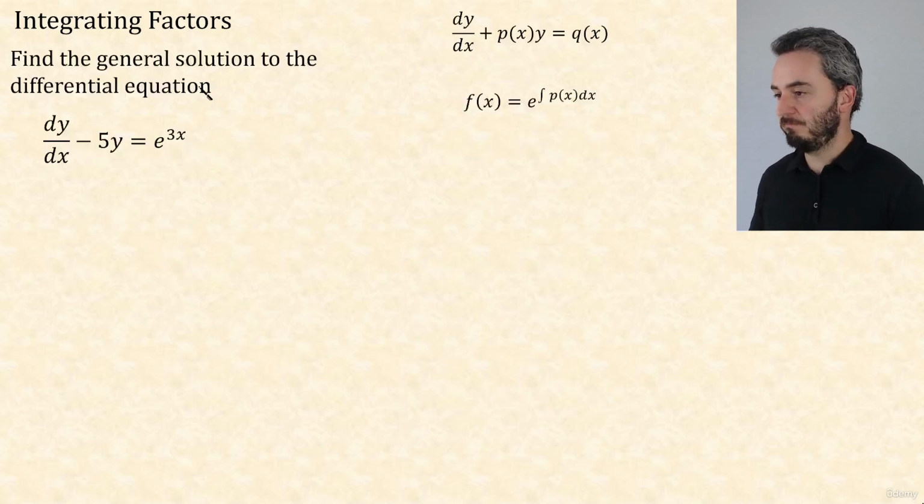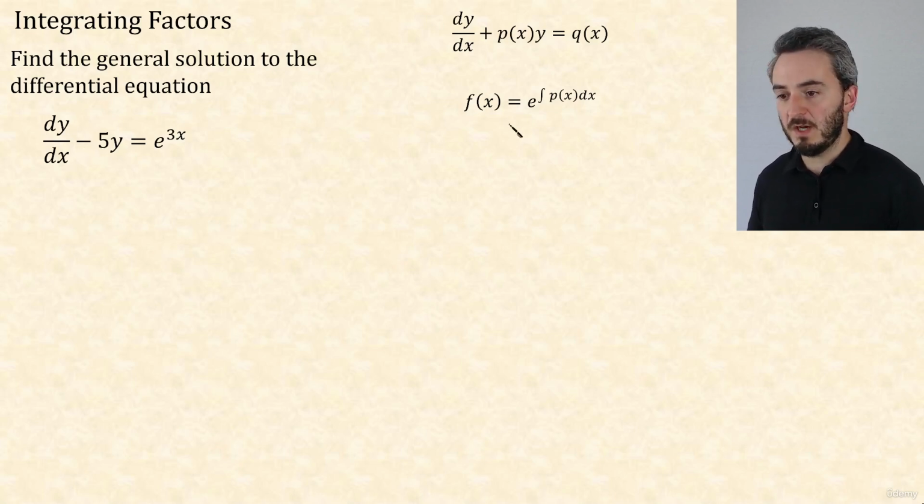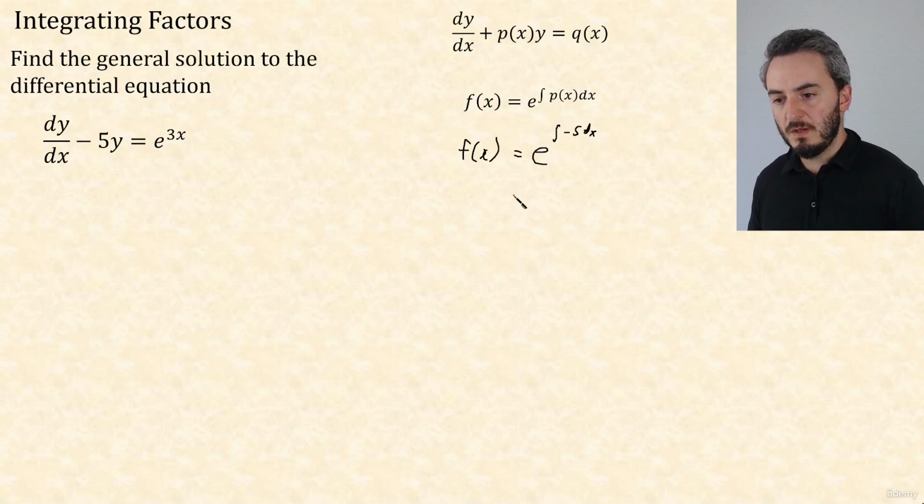Okay, let's try another. Find the general solution to the differential equation dy by dx minus 5y equals e to the 3x. Again, it's in the correct form, so we don't need to do any fiddling around first, and my p of x is minus 5. So f of x is e to the integral of minus 5. The integral of minus 5 is minus 5x, so e to the minus 5x is my integrating factor.